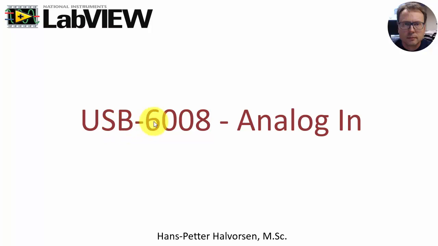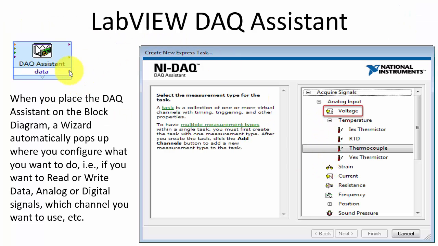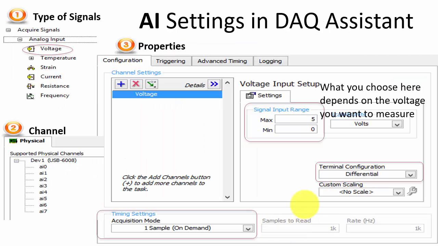Next, we want to use the USB 6008 together with LabVIEW in order to read analog input signals. So we need to use the DAQ assistant, and we need to follow this step by step. Typically you need first to select analog input, and then we need to select the proper channels, and then next we need to set the range, and typically we also want to set one sample on demand for the kind of application we want to create.